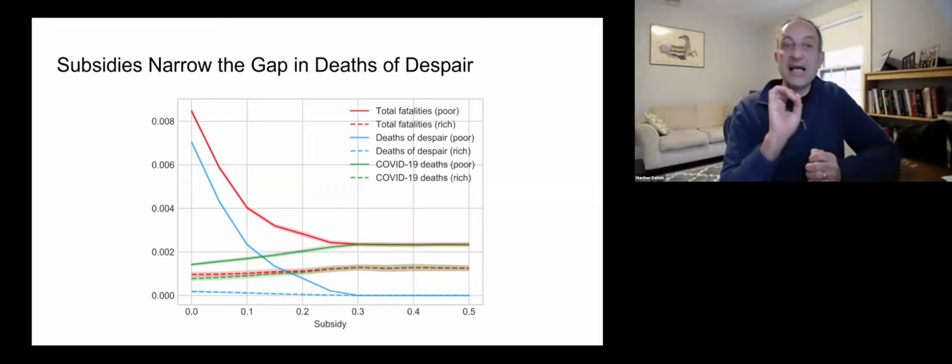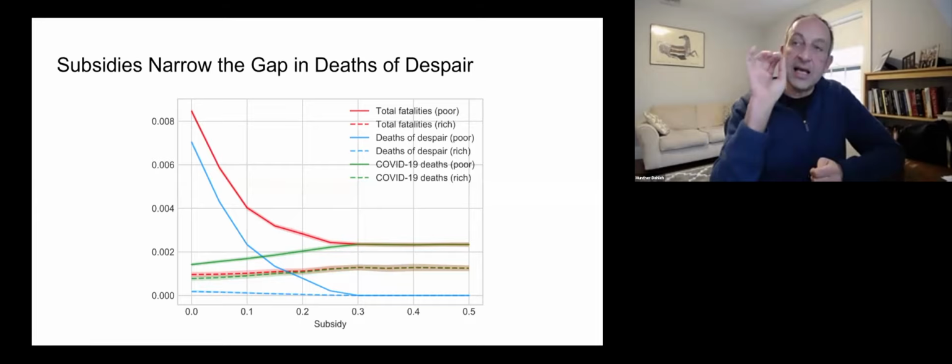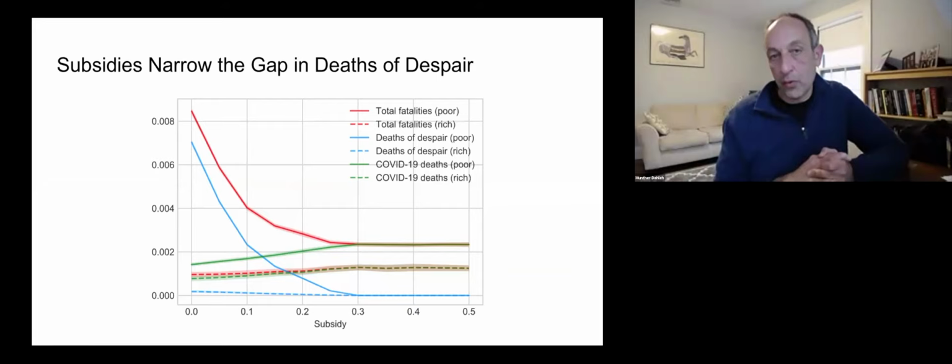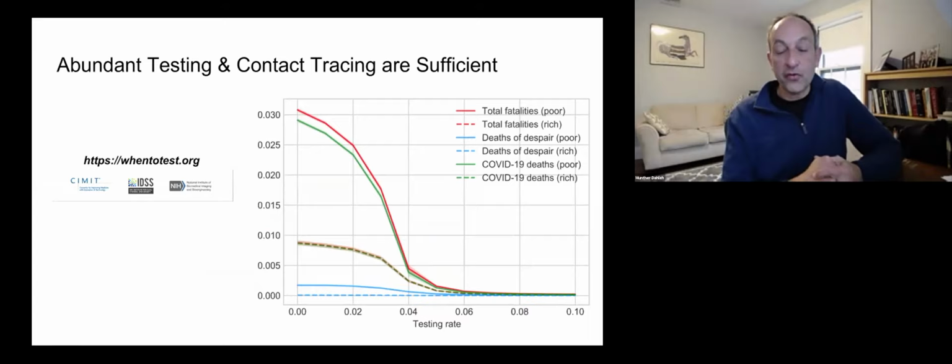So the first aspect of intervention is targeted subsidy and guaranteed income, which I think is a really important component that many foundations right now are working with poor communities to try to support. The second one is testing. Of course, we've done a lot of work on testing. Initially, I was planning to talk about that.